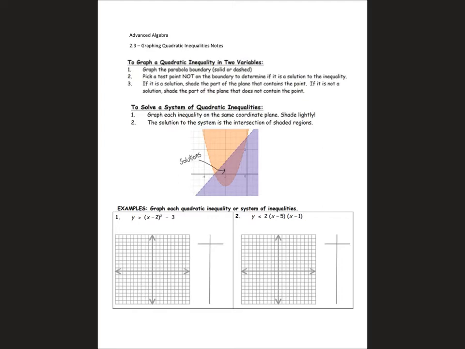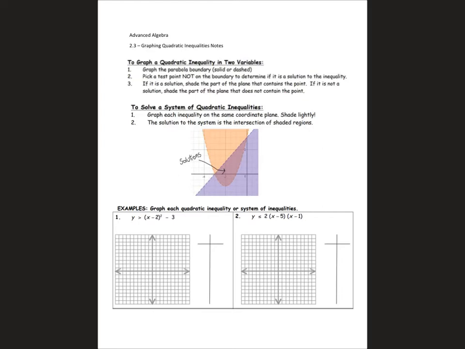So you're basically going to be either testing a point inside or outside of the parabola, and depending upon whether it satisfied the inequality when you tested it, that's going to tell you whether you're shading inside the parabola or outside of the parabola. All right, so to solve a system of inequalities, we first need to remember what a system is. A system of inequalities is two or more inequalities that are working together.